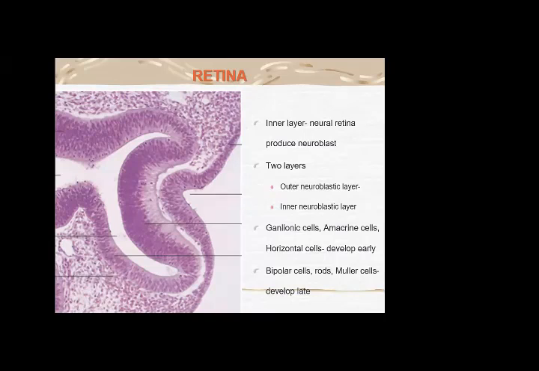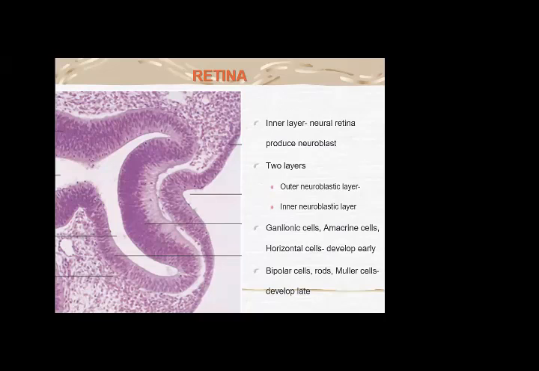Inner layer में you have the development of two types of neuron. ये outer side होगी, ये inner side होगी. So you have outer neuroblastic layer, inner neuroblastic layer. ठीक है, ये दो layers हो गए.